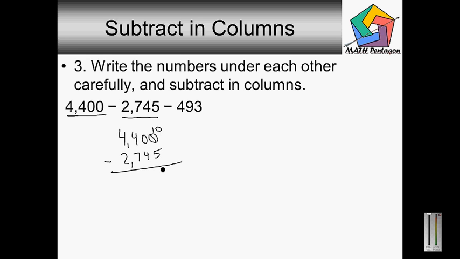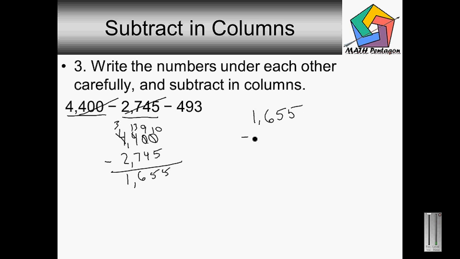10 minus 5 is 5. I'm going to borrow from 0 again. 9 minus 4 is 5. I'm going to borrow from 4, and that's going to make it 13 minus 7. It's going to be 6. And I borrow again, and this will make it 3 minus 2, and that will give us 1. So I have 1,655.